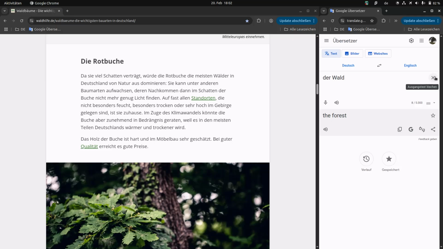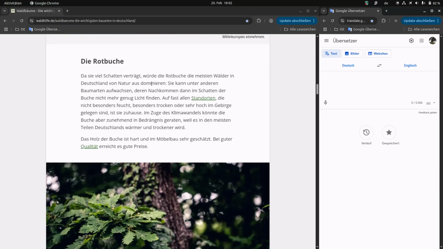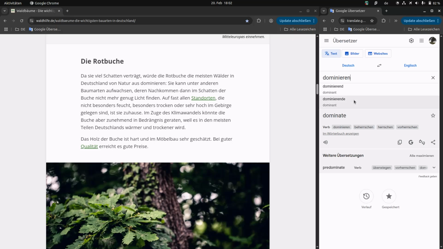And in Deutschland, in Germany, von Natur aus, here we have it again, which we had here, by nature, dominieren, which is the same in English basically, not the same, but kind of the same. Dominieren is dominate, if I'm not completely wrong, which I am not. And yeah, so da sie viel Schatten verträgt, würde die Rotbuche die meisten Wälder in Deutschland von Natur aus dominieren.